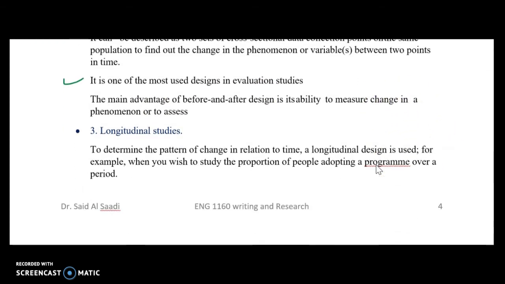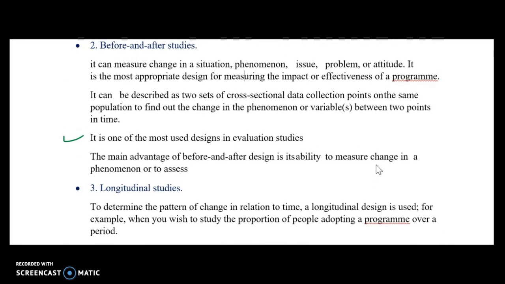And the third type is the longitudinal study, which looks at the pattern of change in relation to time over a longer period. For example, if you want to study the perception of people adopting a program over a period, to what extent there is a change. For the same program, you want to study whether there has been any change in the perception of people, so you take their perception this year, after 1 year, and after the third year, and then you see whether there is really progress in their perception of that phenomenon.